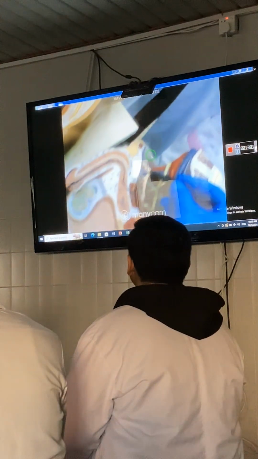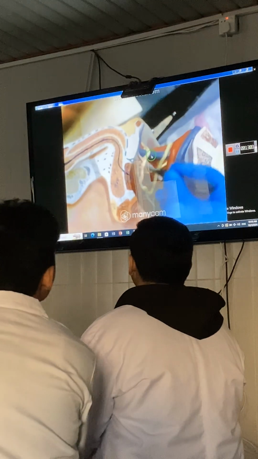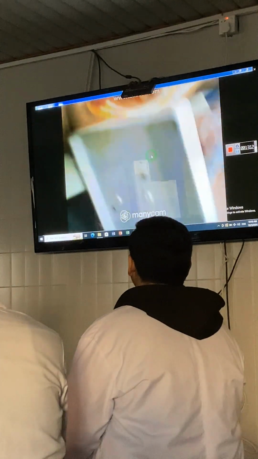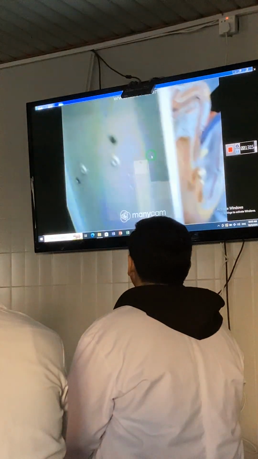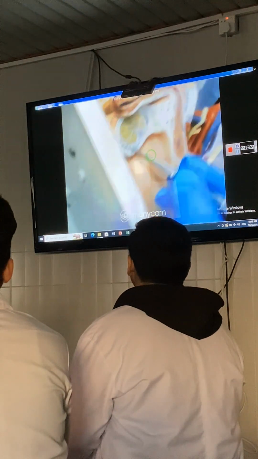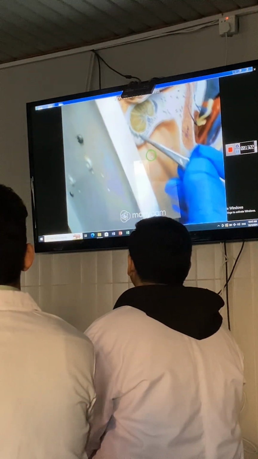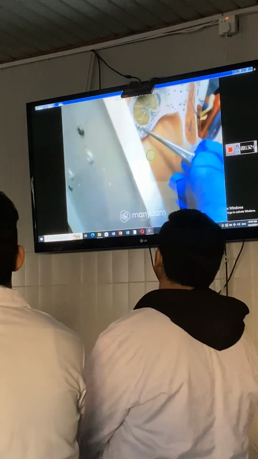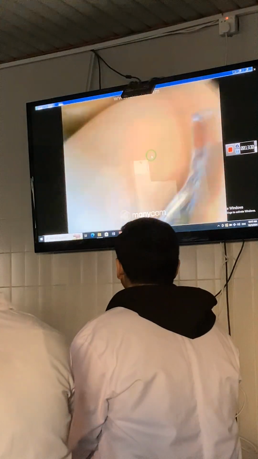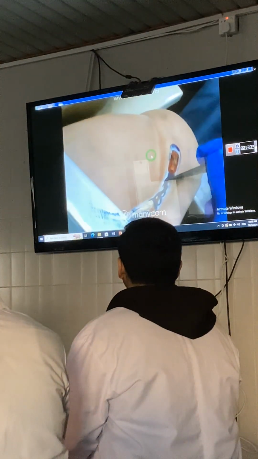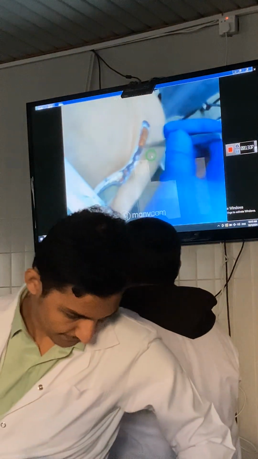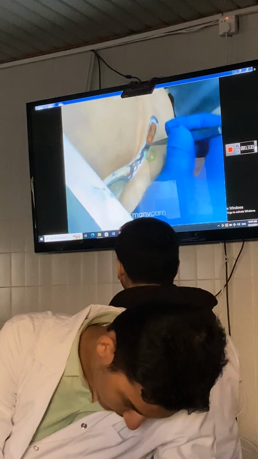What is this? This is the vas. Let us follow the vas. The vas begins at the lower end of the epididymis. Right? It is the same continuation of the epididymis. And the vas will ascend on the medial side of the testis, and then the vas will pass into the cord, into the spermatic cord.